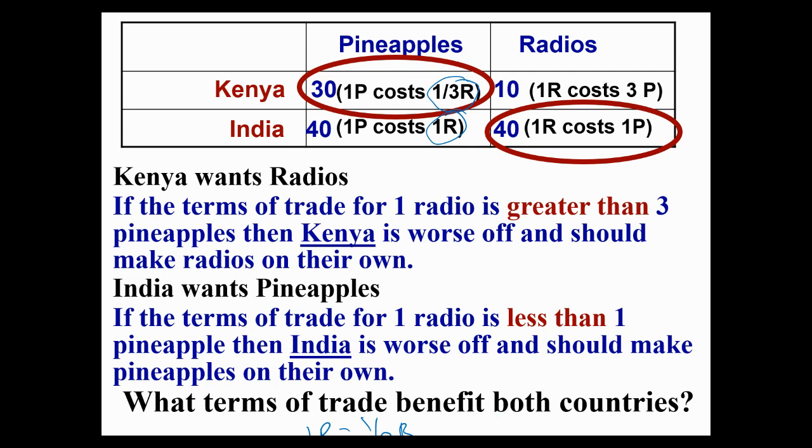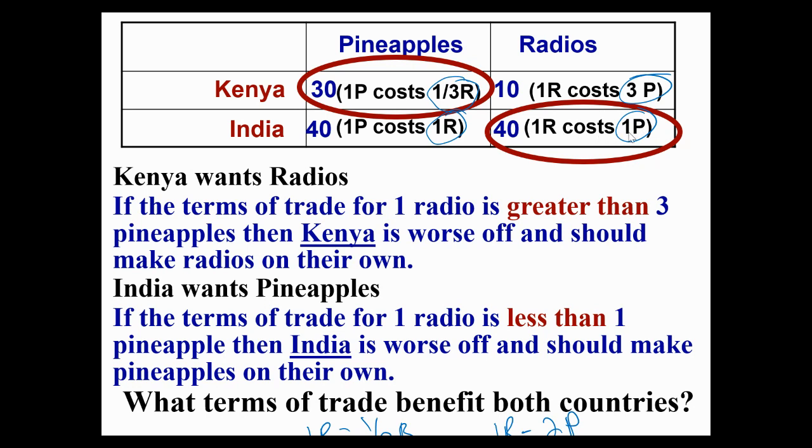Or if we wanted to speak in terms of radios, we could do the reciprocal of this for the other. We could literally turn this around and go one radio for two pineapples, which would be a good trade ratio too. So one radio for between 1 and 3 pineapples would be a good trade ratio. Anywhere in that, you could do one radio for 1.5 pineapples, 1 3/4 pineapples, two pineapples, 2.5, 2 3/4. But once you get to one radio for 3 pineapples, Kenya's going to say, no, that's not a good trade for us.